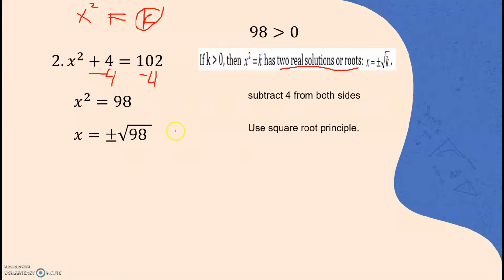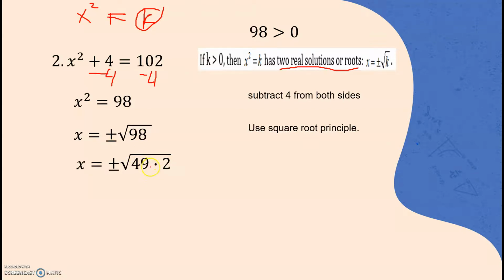Use the square root principle, and notice that 98 is not a perfect square. It's almost a perfect square, but not quite. The next perfect square is 100, but 98 is not a perfect square. But it has a factor which is a perfect square.